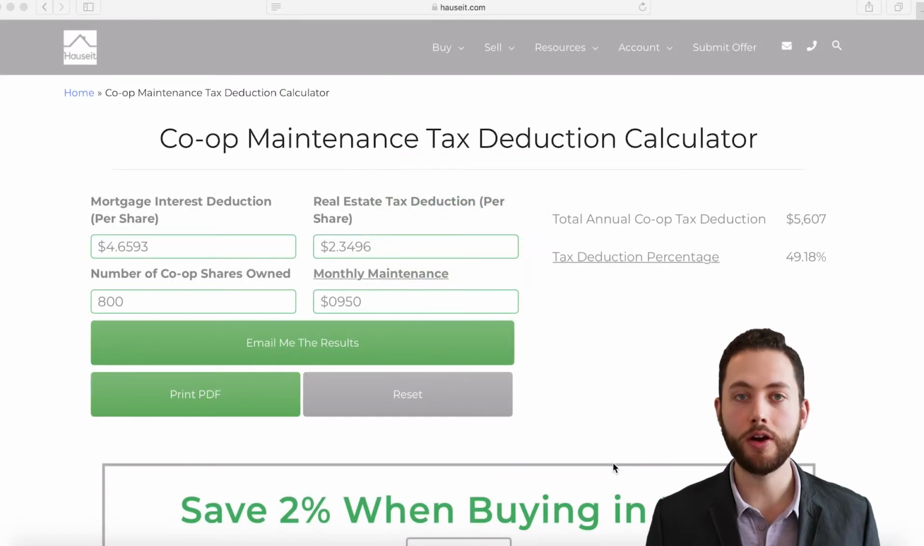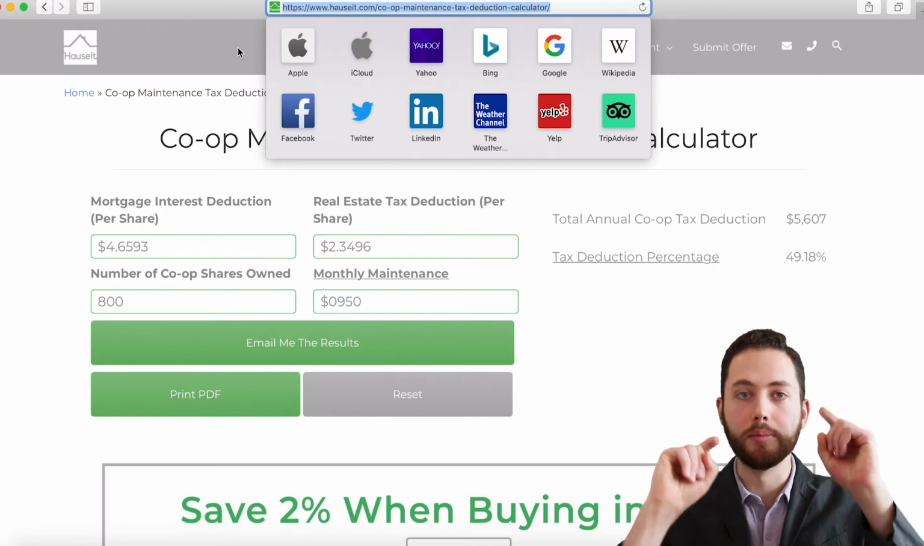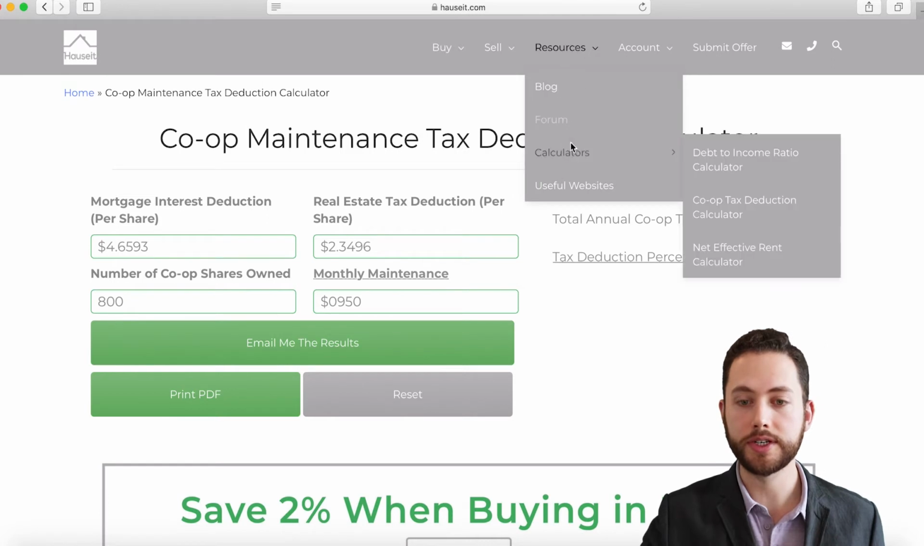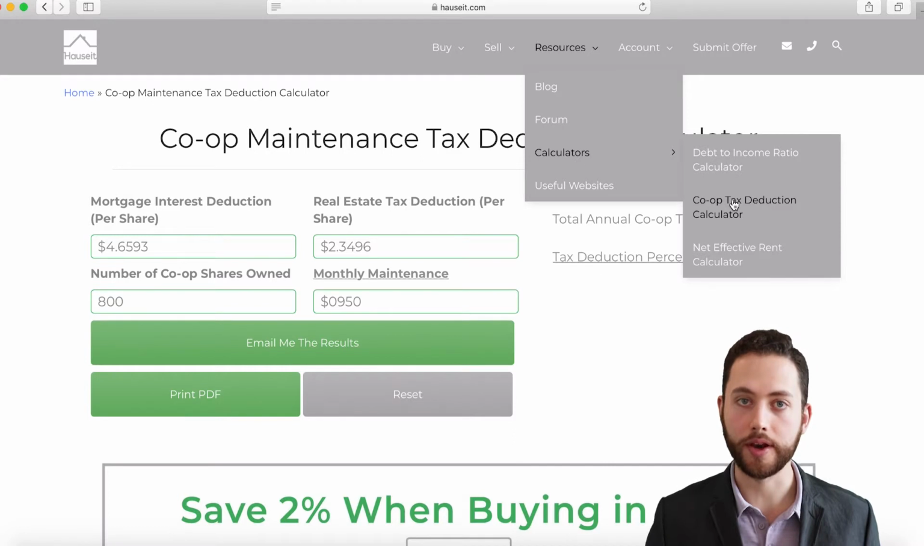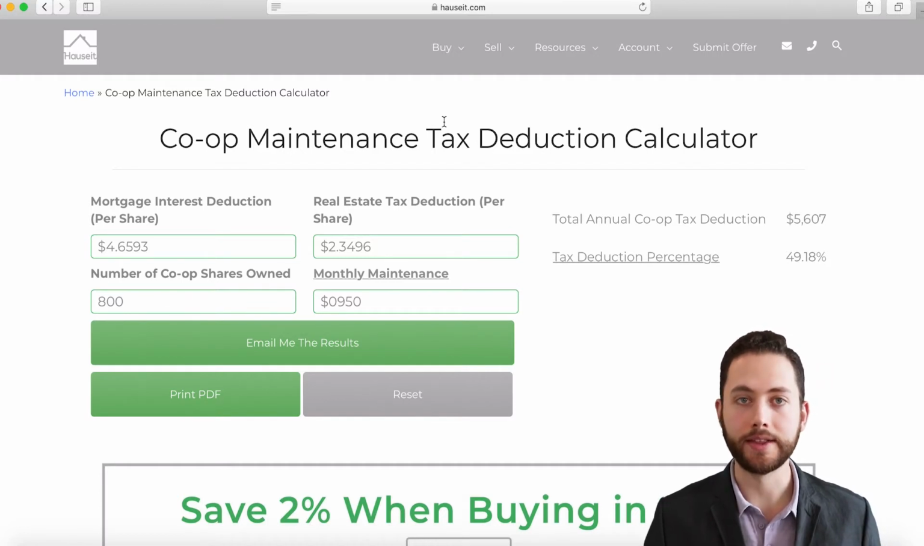First things first, if you're not already on the calculator page, you can get here by typing the following address into your browser. The spelling is up above. The other way to get here is by visiting hauseit.com, scrolling to Resources, Calculators, and selecting the Co-op Tax Deduction Calculator. The calculator allows us to compute two data points. One is the total annual co-op tax deduction dollar amount, and the second is the tax deduction percentage, also known as the percentage of tax deductibility of monthly maintenance.